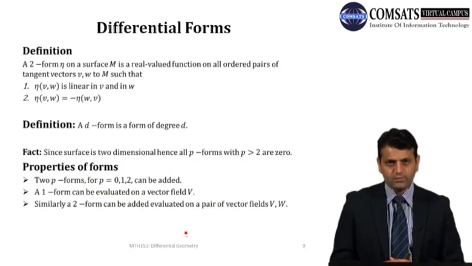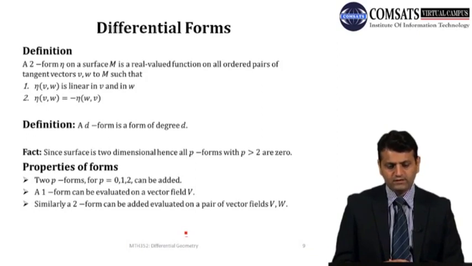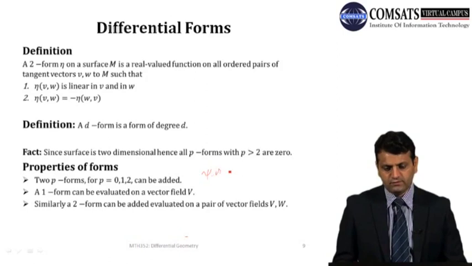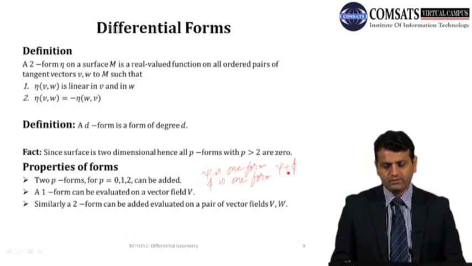Now let's see some properties of forms. अगर मेरे पास 2 p forms हैं then I can add them. So let's say अगर मेरे पास psi है जो कि 1 form है, और मेरे पास phi है जो कि 1 form है, then I can add them: psi plus phi. Similarly, अगर मेरे पास two forms हैं, then I can also add them and so on. लेकिन मैं one form को two form में add नहीं कर सकता.